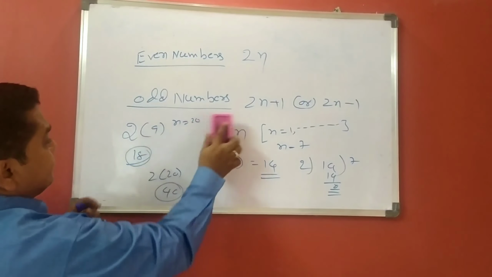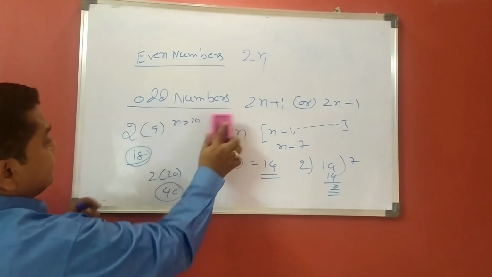So the main formulas of even and odd numbers are: the even number formula is 2n and the odd number formula is 2n plus 1 or 2n minus 1. These are the formulas for even and odd numbers.